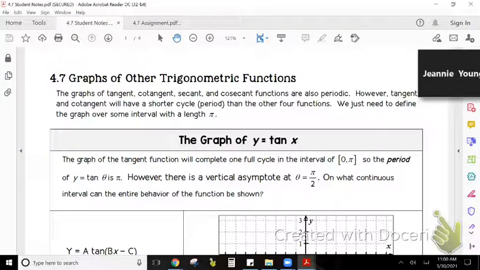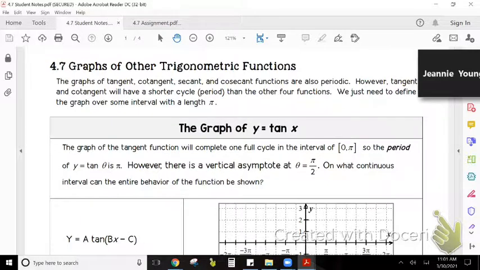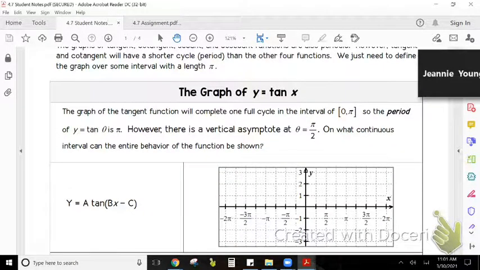All right, so 4.7 is graphs of other trig functions. It says there the graphs of tangent, cotangent, secant, and cosecant functions are also periodic. However, tangent and cotangent will have a shorter cycle or period than the other four functions. We just need to define the graph over some interval with a length of pi. So it's telling us there that tangent is going to have a period of pi.